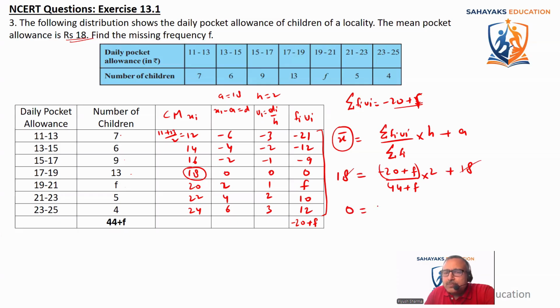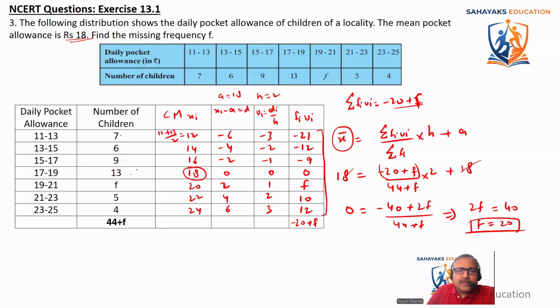0 is equal to minus 40 plus 2f, divided by 44 plus f. Now we cross multiply. This implies that 2f is equal to 40 and f is equal to 20. The value of f comes out to be 20.